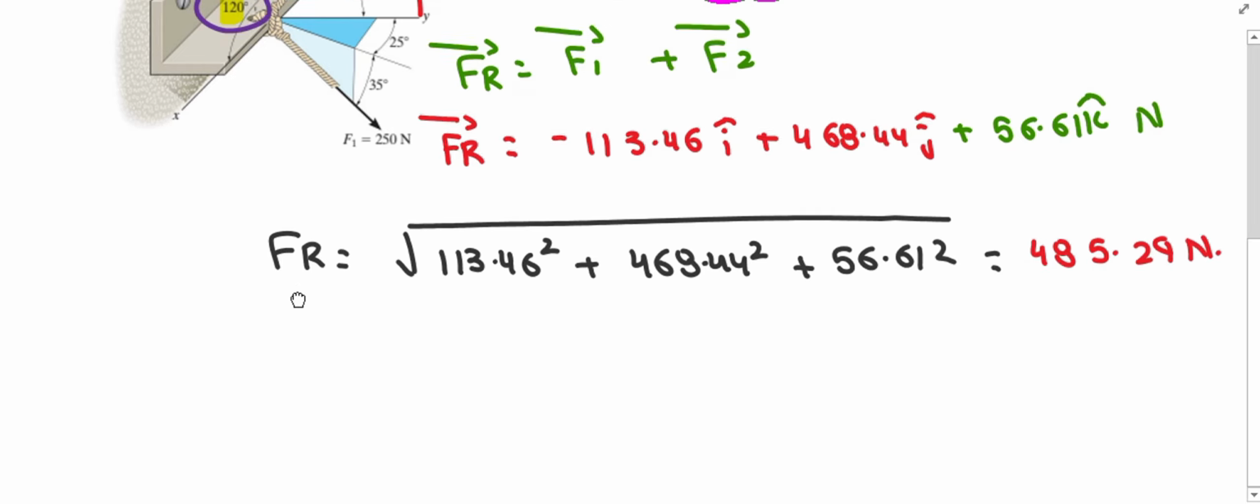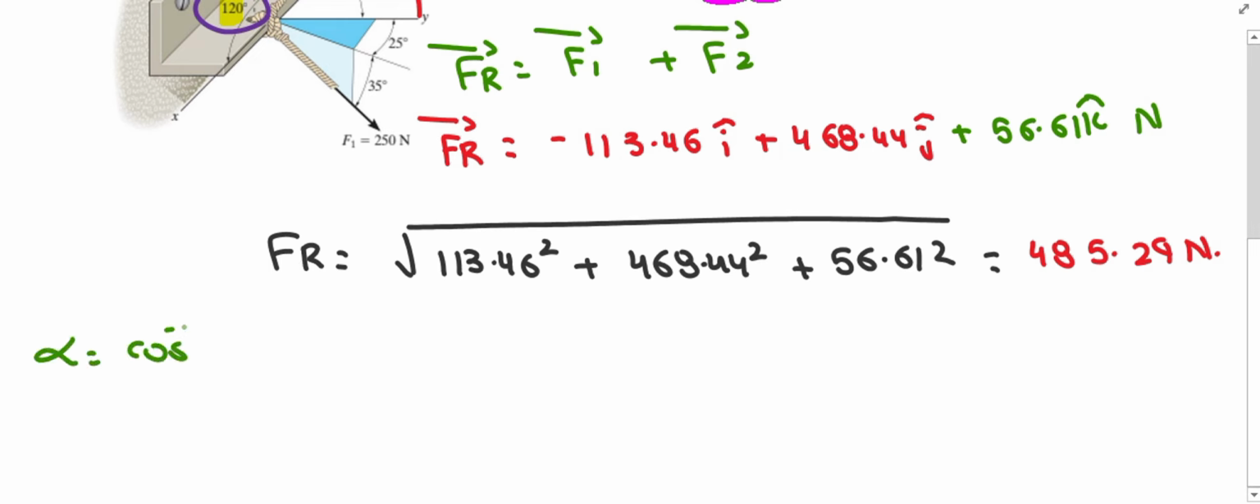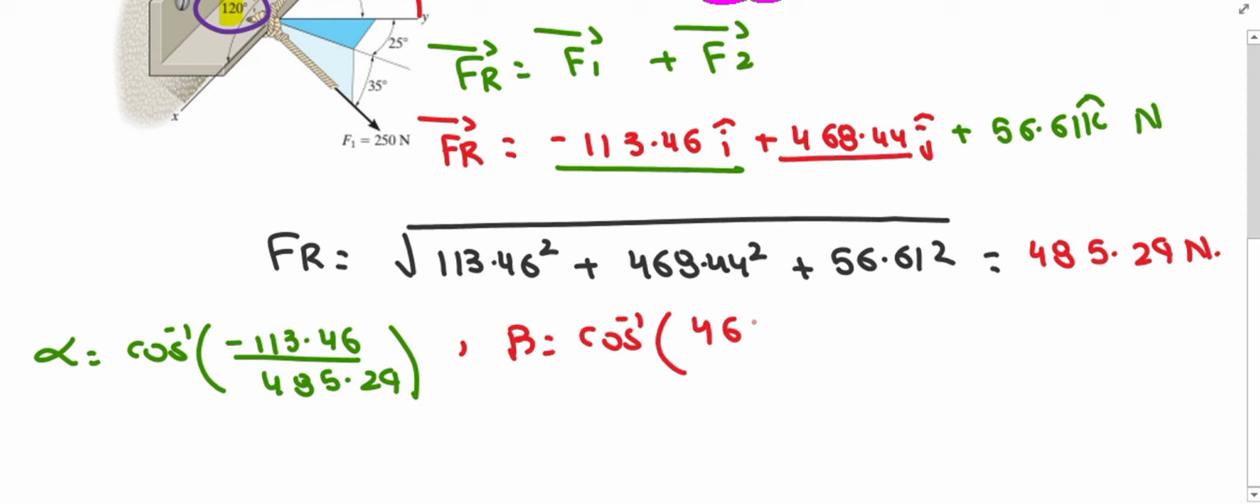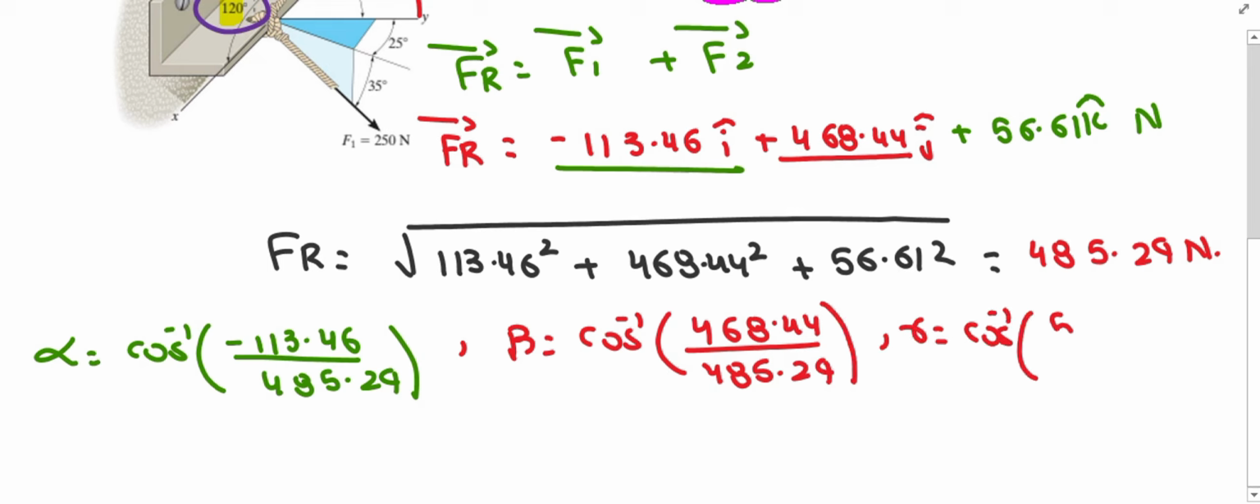Our last part is to find the coordinate direction angles of the resultant vector. Alpha is equal to cos inverse of Fx upon F. The value of Fx is negative 113.46, so it becomes negative 113.46 divided by 485.29. Similarly, beta is equal to cos inverse of Fy upon F, which is 468.44 divided by 485.29. Similarly, gamma is equal to cos inverse of 56.61 upon 485.29.